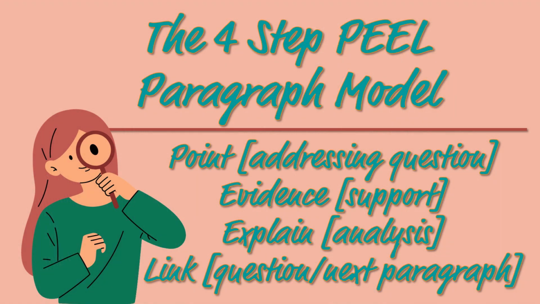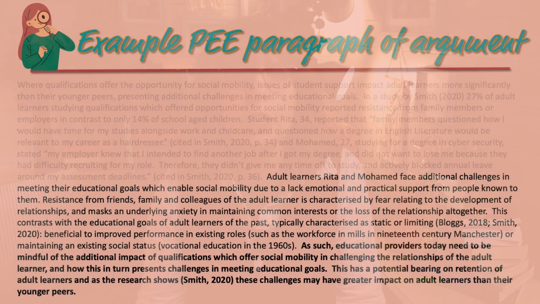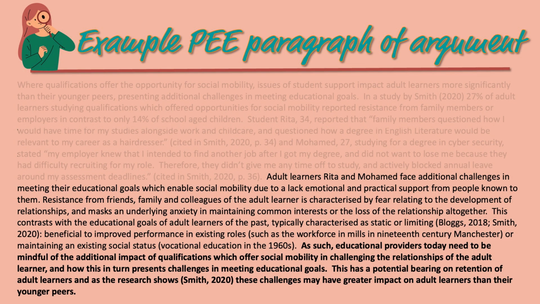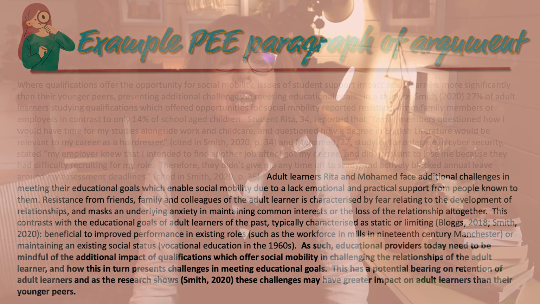There is an additional element to this paragraph which can extend our three-step model to a four-step model known as PEEL. The final two sentences offer a link, in this instance back to the question, but this section of a paragraph can also establish a link to the next point of argument to provide a smooth transition for the reader. So let's recap our model for constructing a paragraph of argument.